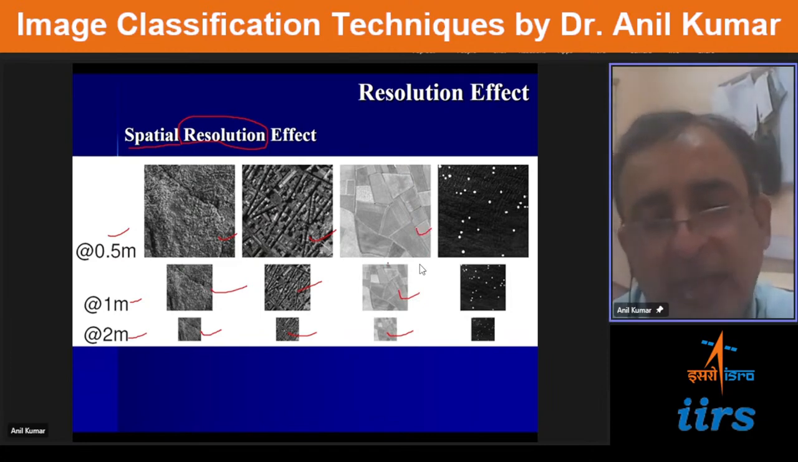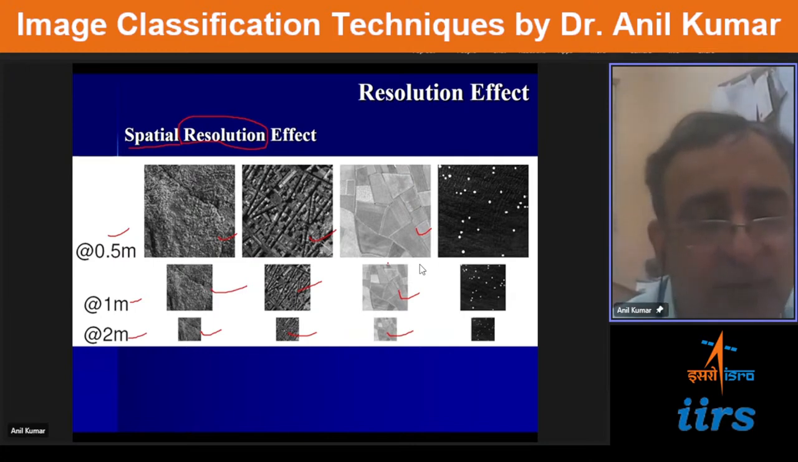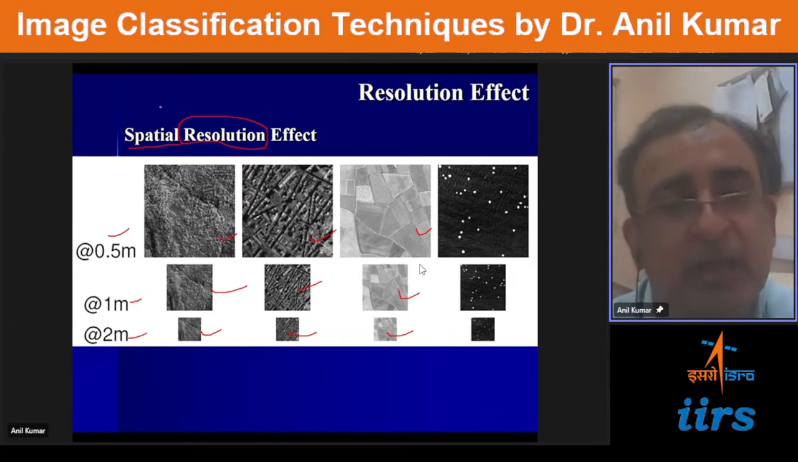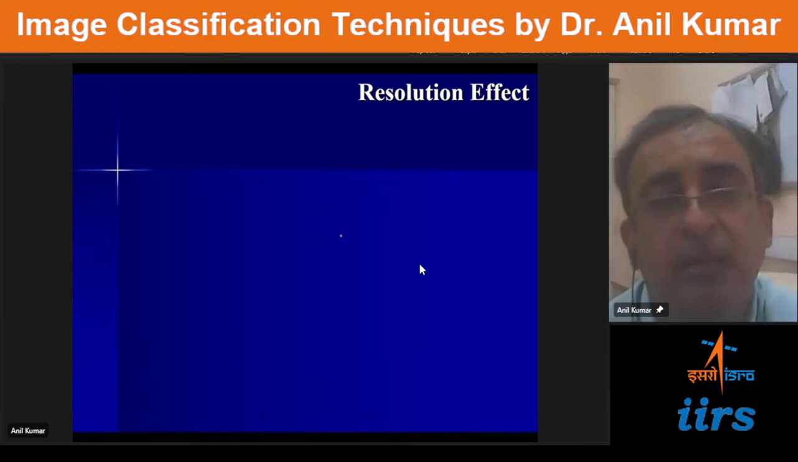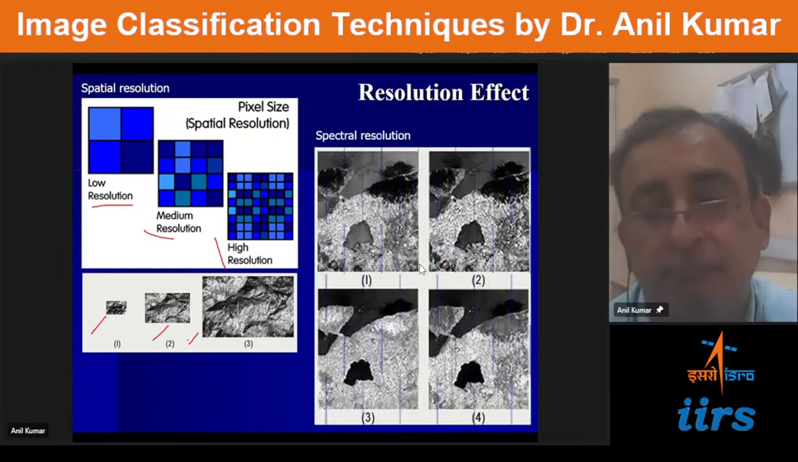So accordingly, we are using the image of different resolution. We have to select the image as per our application. What size of object we are looking to be captured by the image and to be extracted. Accordingly, we have to decide the spatial resolution of the image. Second, here you can see again the effect of spatial resolution, very low spatial resolution, then medium and high resolution. And you can see how the information content changes from low to medium to high spatial resolution.